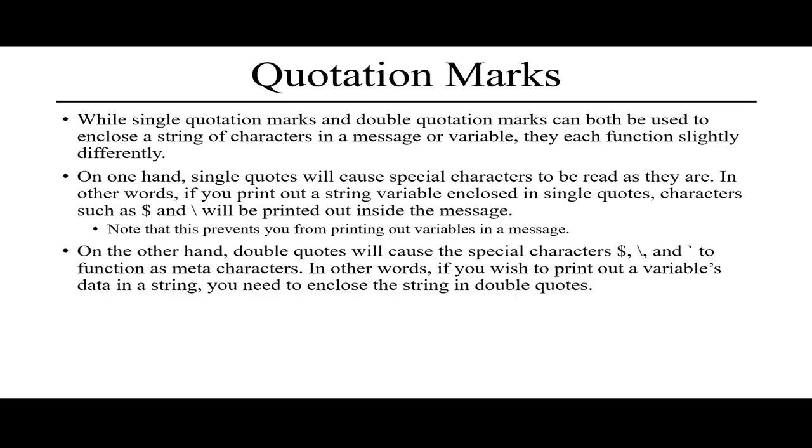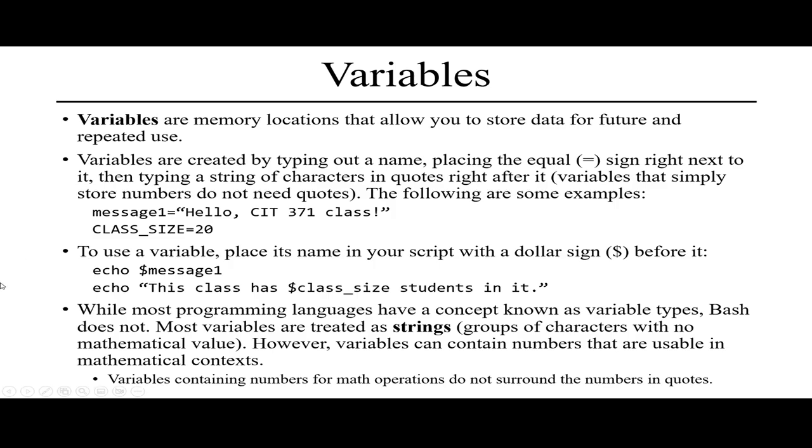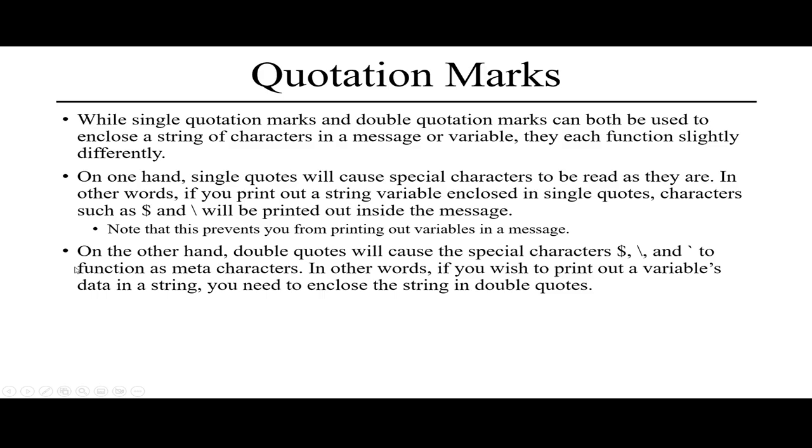So in other words, if you use single quotes and you have a variable in your message, the $sign is going to be taken as just a character to print out, not as a special character that's going to be used to call a variable. So if we go back here and we printed this message in single quotes, it would just say this class has $sign class size students in it. If you do double quotes, it'll actually allow the $sign to be a special character and call the numeric value here. So we can get this class has 20 students in it.